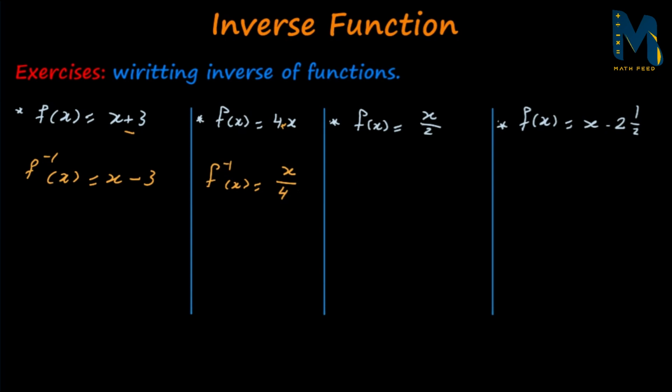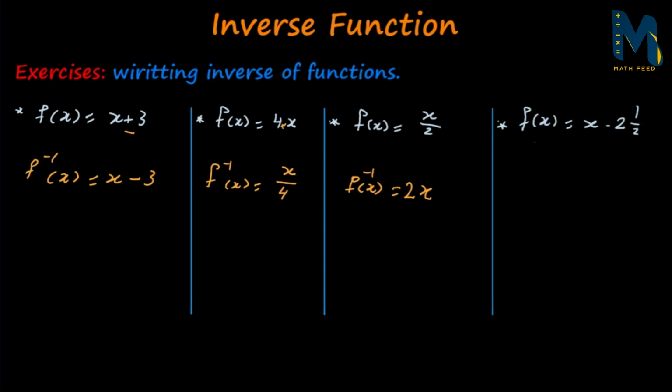In here we have x divided by 2. When x is divided by 2, the inverse will be x multiplied by 2, or 2 multiplied by x. And then f inverse of x equals 2 multiplied by x, or 2x.